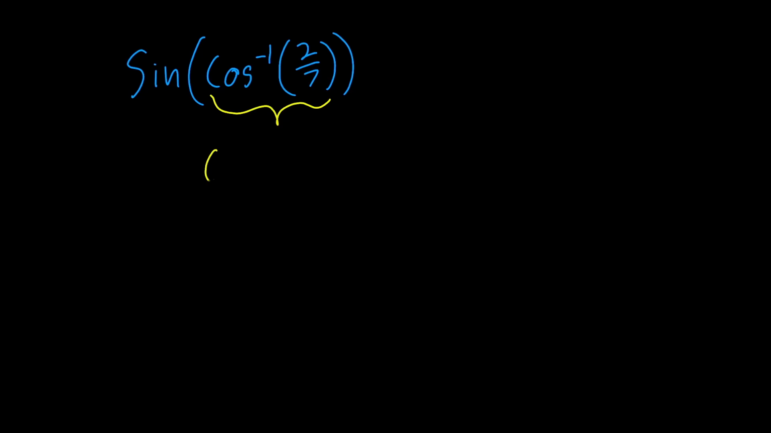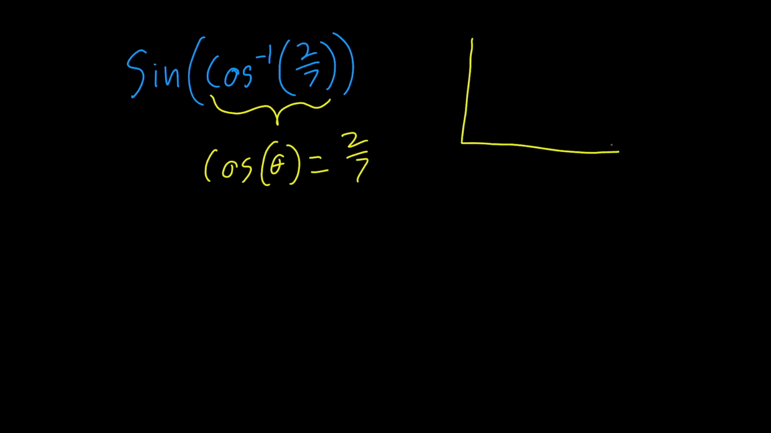What about something like the sine of arc cosine of 2 over 7? So this one's interesting because we are given arc cosine of a ratio. This can be rewritten as saying the cosine of theta is equal to 2 over 7. Knowing that, let's set up a triangle that makes sense this way.